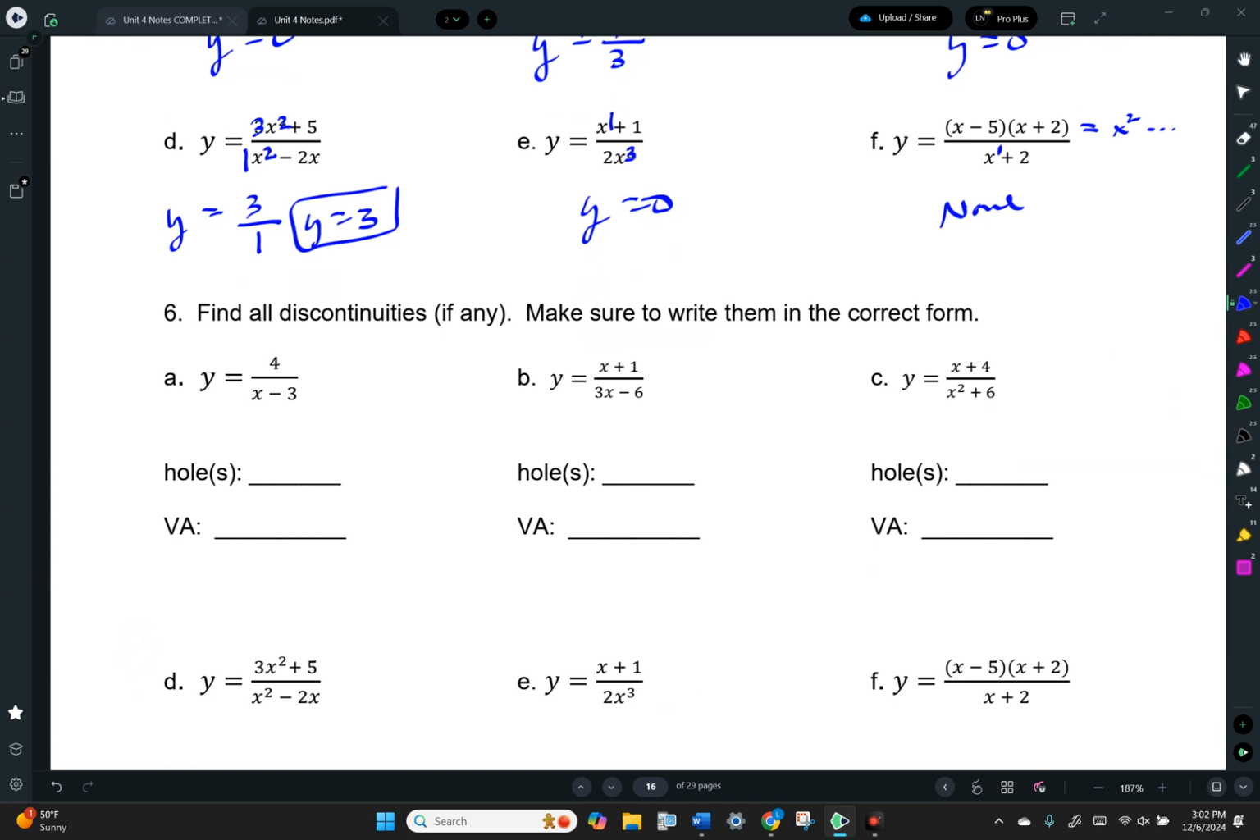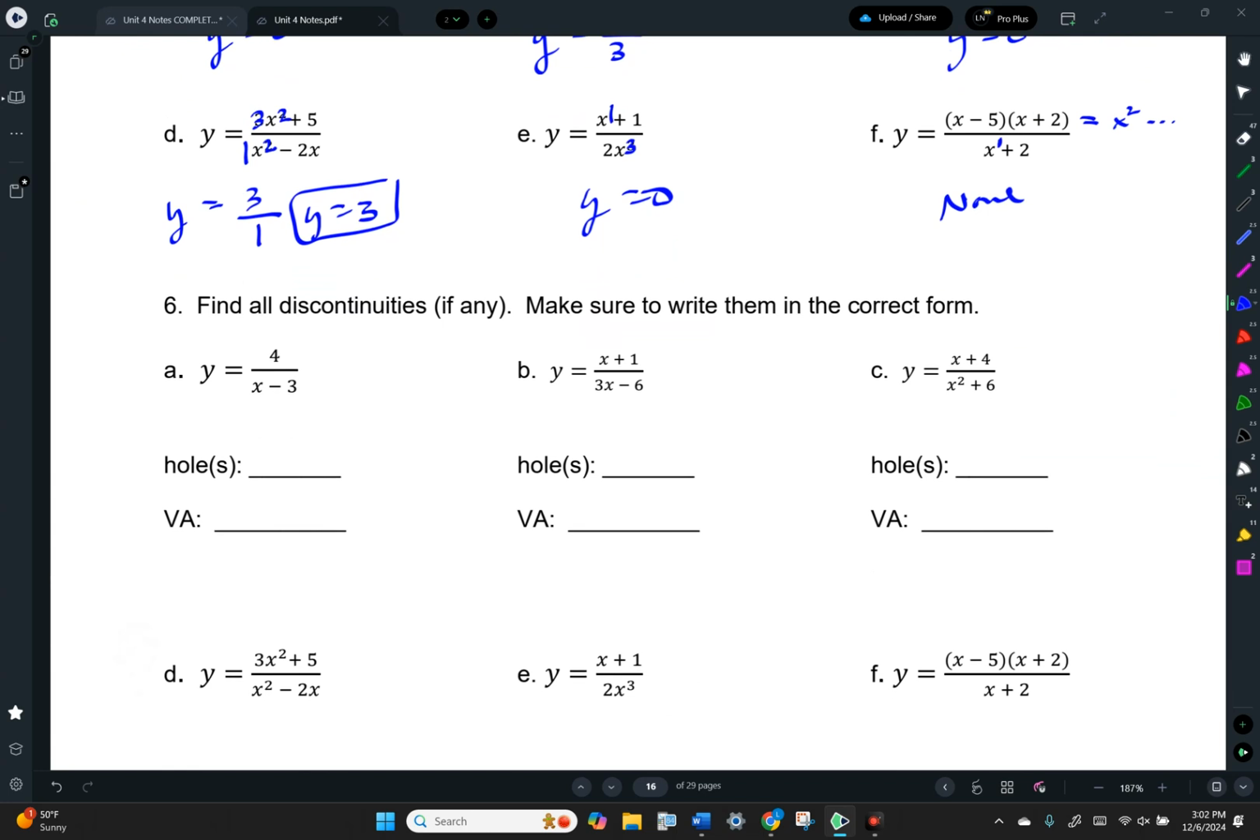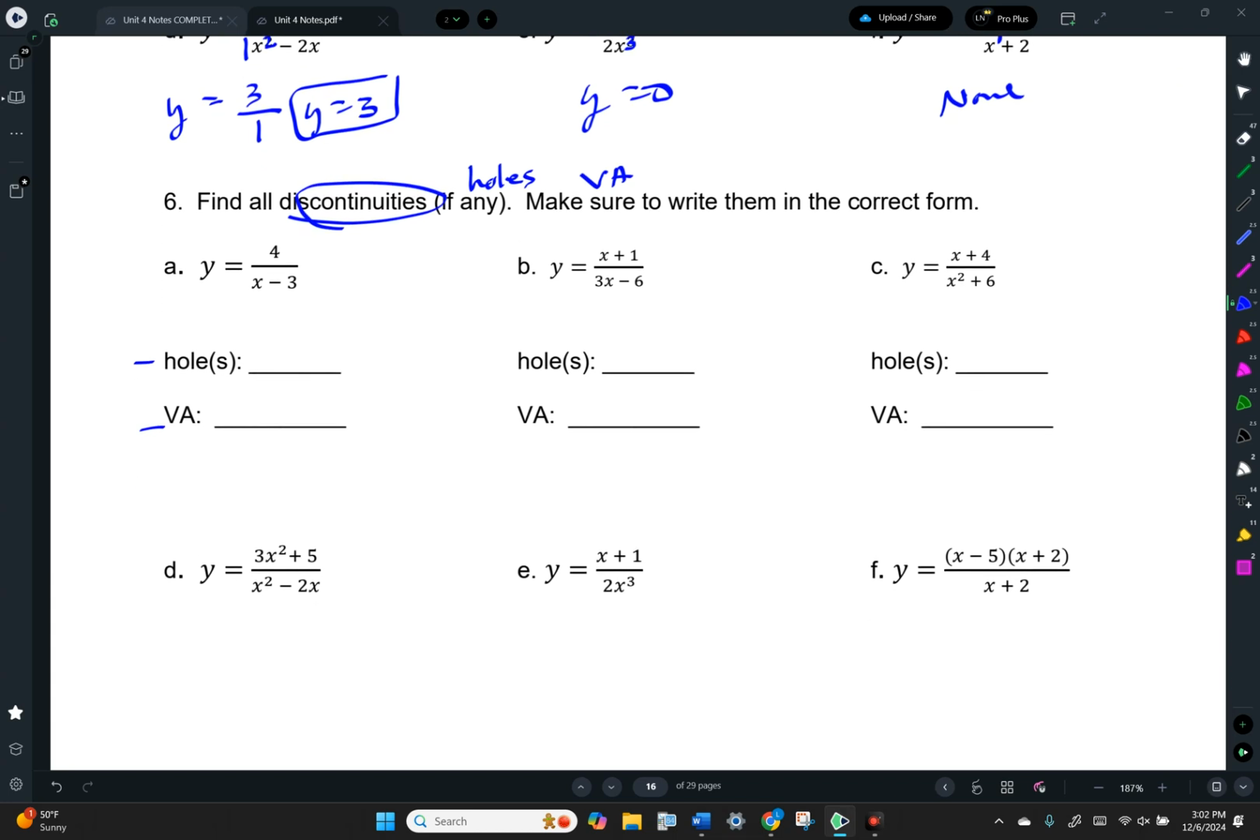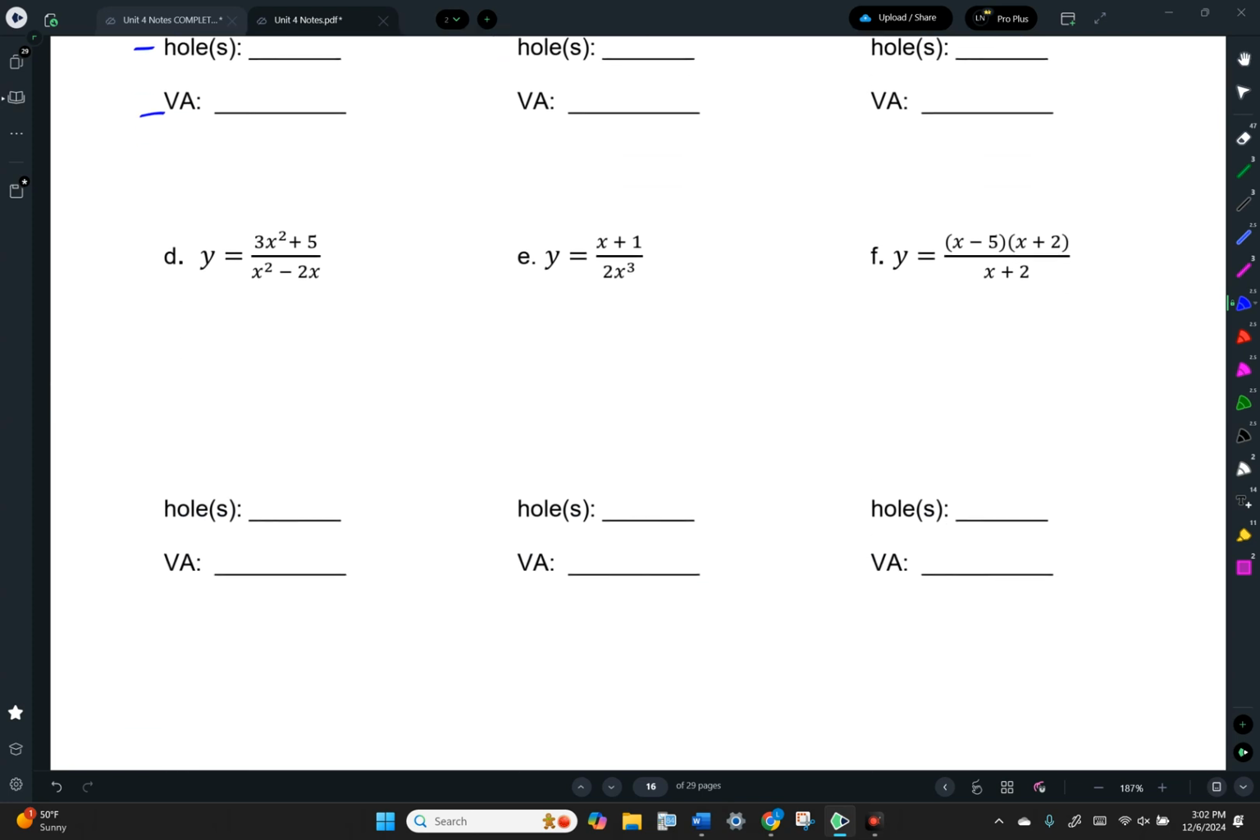So the next part, number 6, it says find all discontinuities. Well, remember what we said. Discontinuities means both holes and vertical asymptotes. So this is what we did previously. They're saying, hey, go and find the holes, find the vertical asymptotes. I guess we'll just do one of them as a refresher, but we already did this.